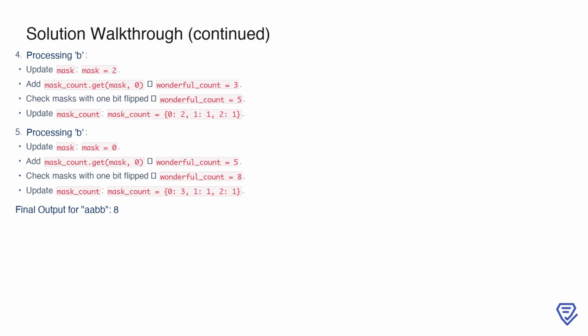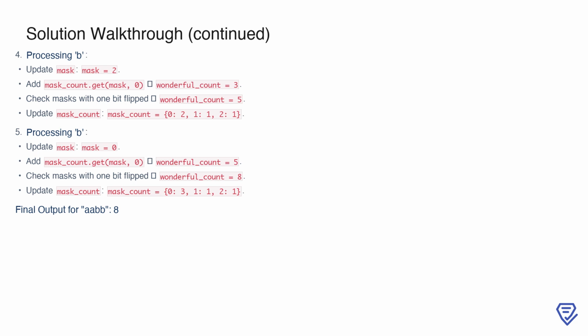Finally, we process the fourth character, another b. Flipping the bit for b again toggles the mask back to 0. This mask has been seen twice before, so we add its count from mask_count, which is 2, to wonderful_count. This brings the count to 7.